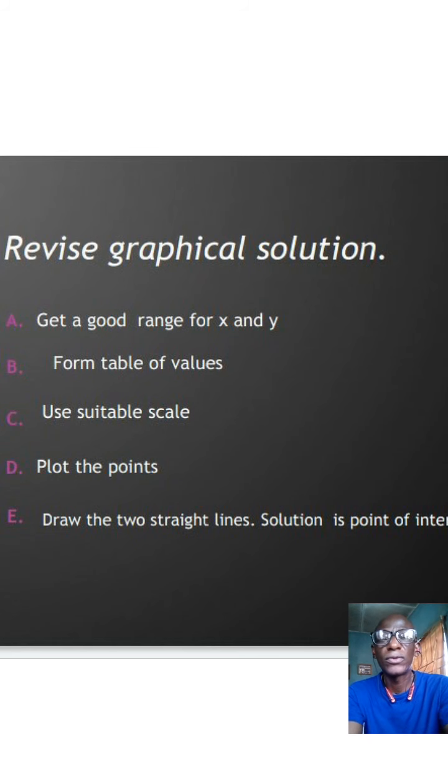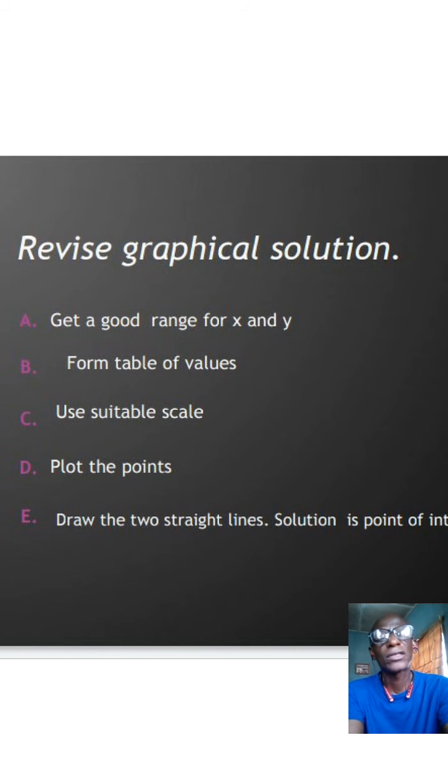So getting a table of values, then we now have what we need, a scale. Yes, maybe along the x-axis, let 2 centimeters represent 1 unit, and along the y-axis, let 1 centimeter represent 1 unit. So you form a suitable scale to plot the lines. And once you have a suitable scale, you are plotting both equations on the same Cartesian plane. So plot your points, draw the 2 straight lines, then your solution will be located where those 2 lines intersect. We will then trace to the x-axis and get our value, trace to the y-axis to also get our value. So that is how to plot graphically.